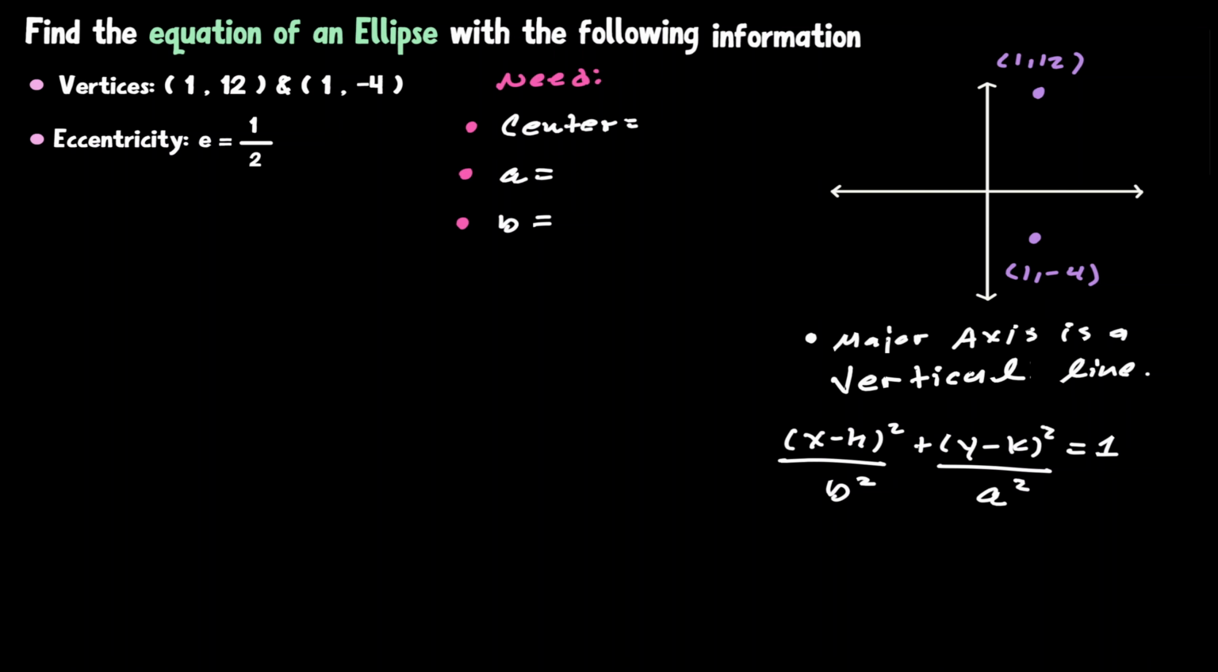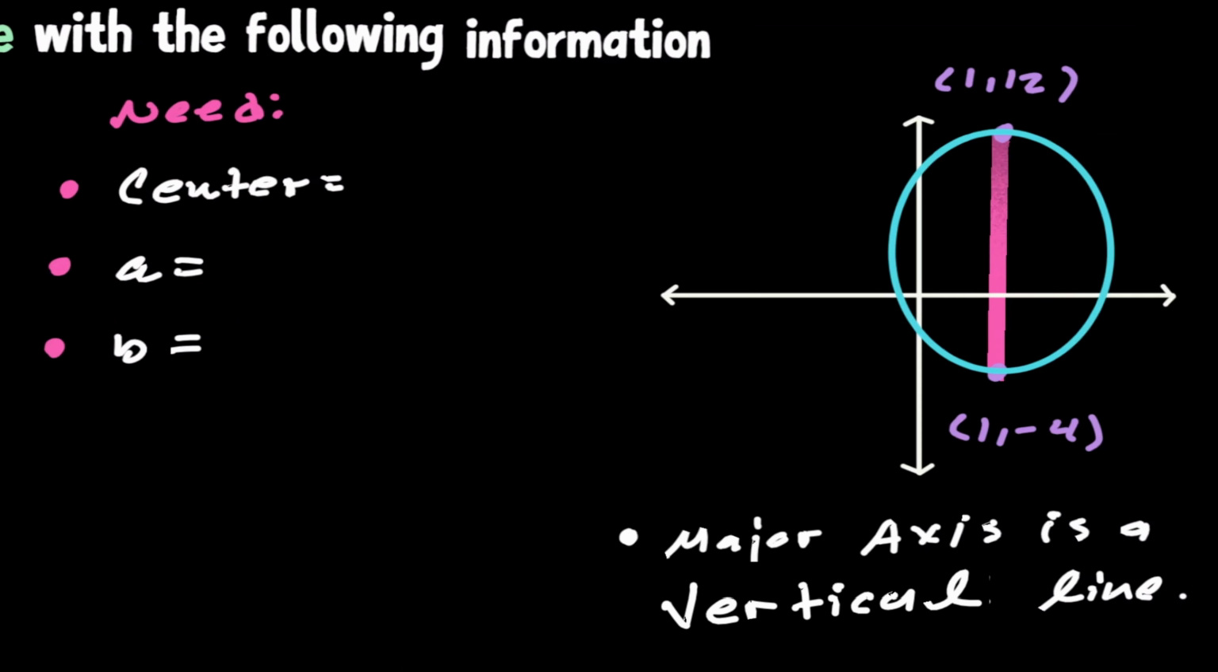It will be useful for us to create a little sketch of our ellipse, which we have here. And again, notice that our ellipse is opening mostly vertically, because when we connect the vertices, we have a vertical line. Well, to find the center, that is the midpoint between the vertices of (1, 12) and (1, -4). And we can find that information. The midpoint will be located at (1, 4).